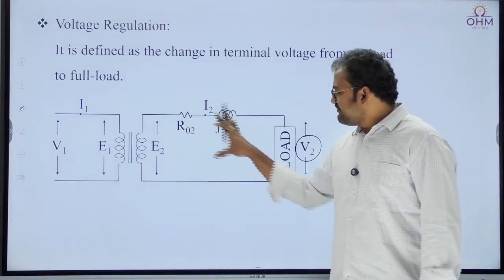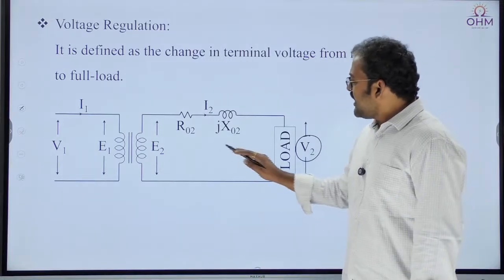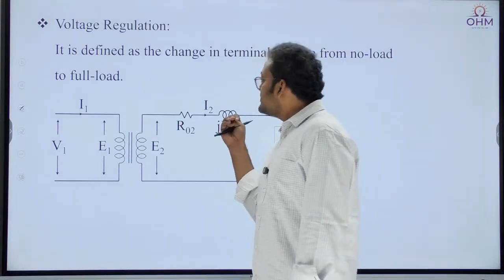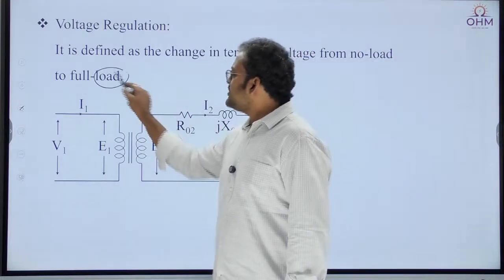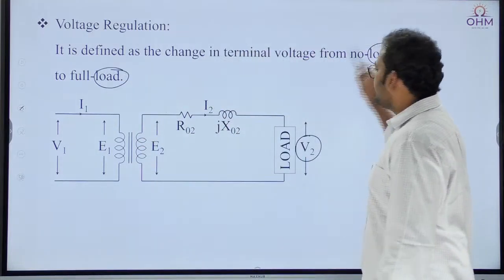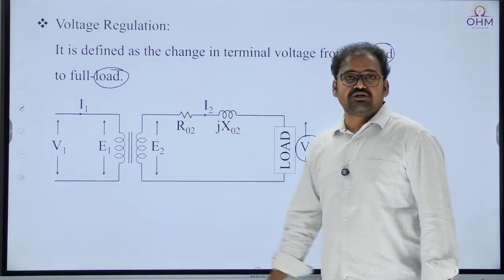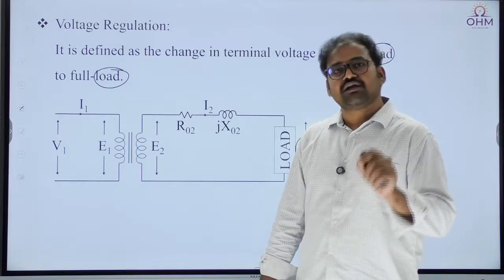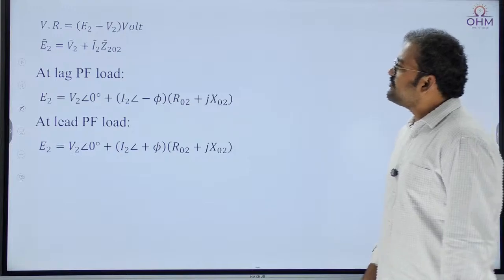I can calculate it from the equivalent circuit, but remember I have drawn the equivalent circuit referring all parameters to the secondary side, because generally we calculate the voltage regulation on the load side. That is why no load to full load is the phrase we used. And there is no shunt branch. That means during voltage regulation calculations, no load current I0 will be neglected. Okay. Fine.